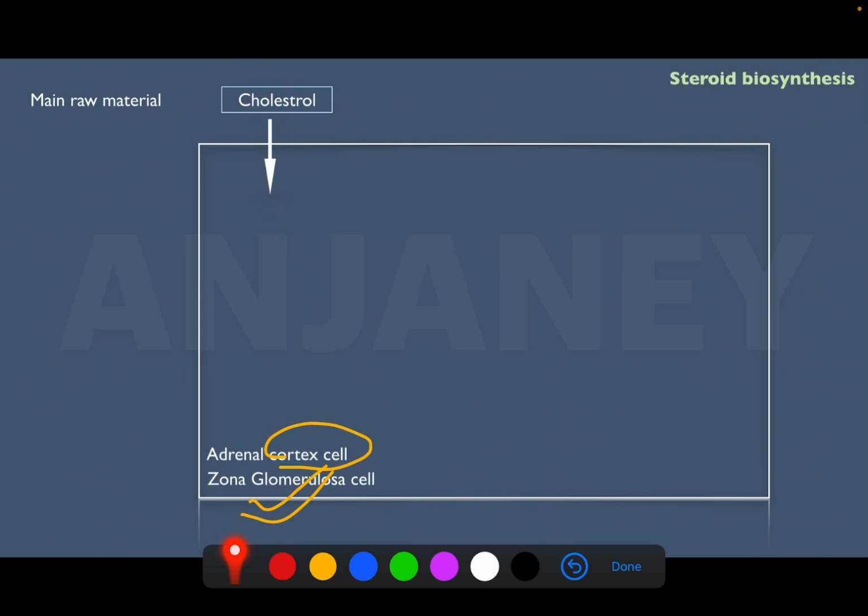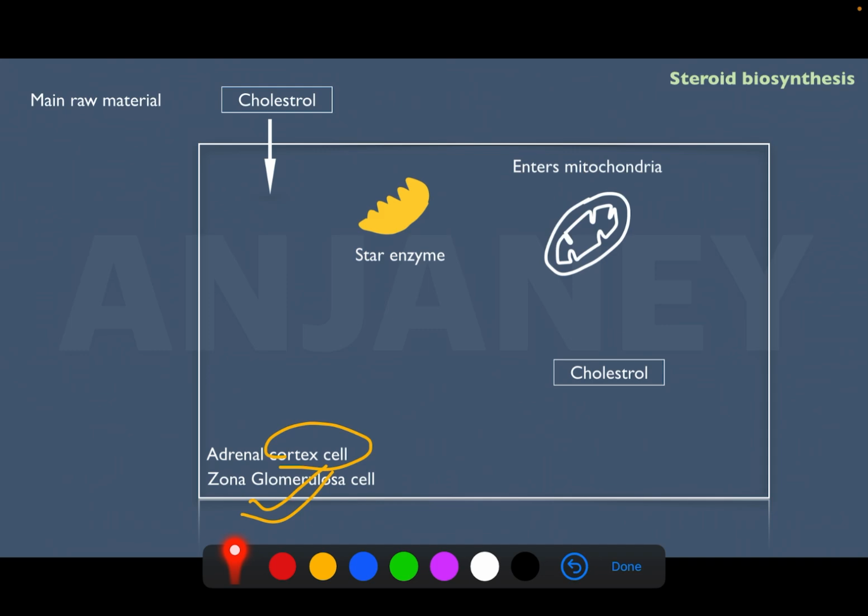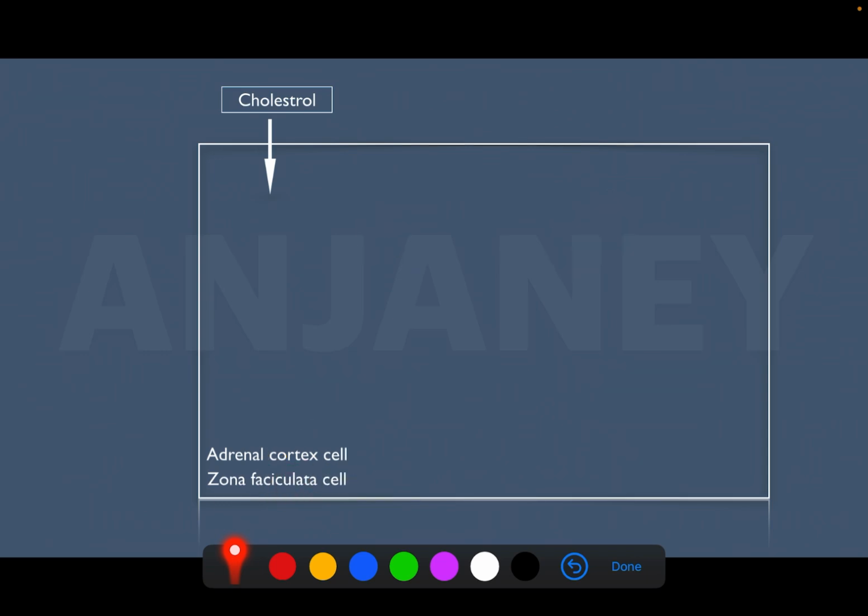So when the cholesterol comes inside, with the help of the StAR enzyme, it enters the mitochondria, and from here cholesterol is making aldosterone. Why? Because this is a glomerulosa cell, and glomerulosa makes what? Aldosterone. So we have aldosterone from cholesterol, and the enzymes involved we will study separately in another slide. So this is a fasciculata cell, which is also an adrenal cortex cell.